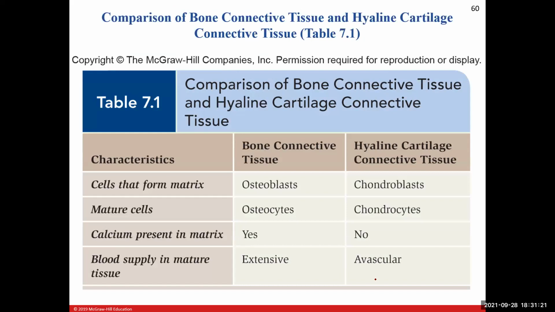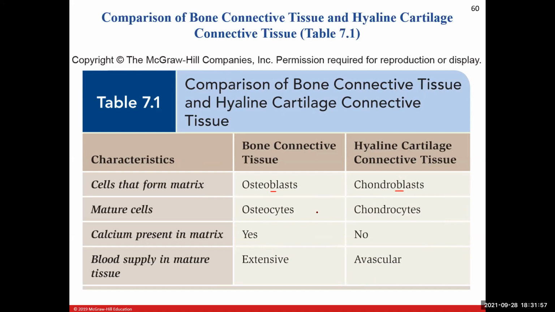So in table 7.1 here, you can see some of the characteristics when we're comparing bone tissue to hyaline cartilage tissue. You can see some of the similarities. Cells that form the matrix both have blast in the name. When we're talking about bone tissue, it's osteoblast. When we're talking about the cartilage tissue, it's chondroblasts. And when both of them seal themselves off in the matrix and mature, they're upgraded to osteocytes in bone and chondrocytes in cartilage.